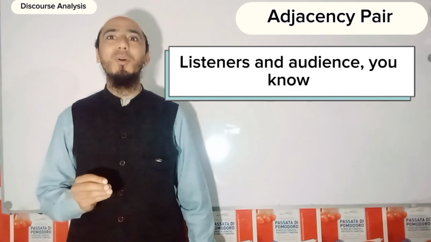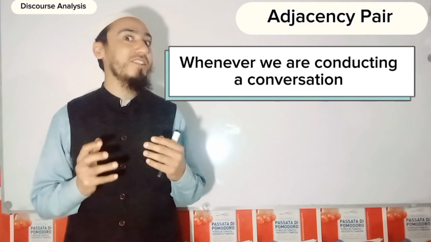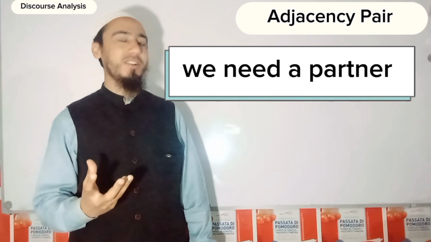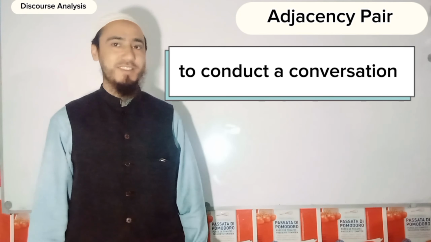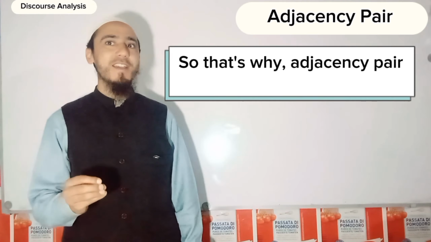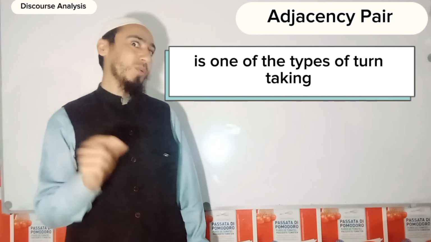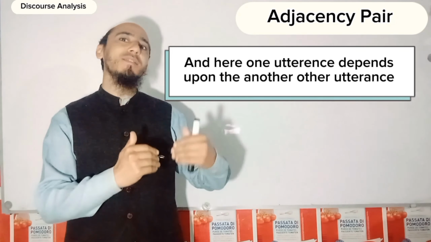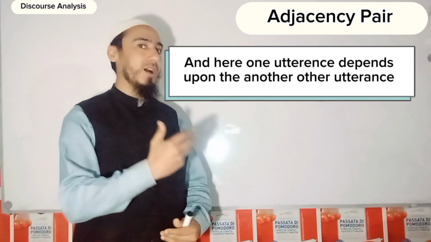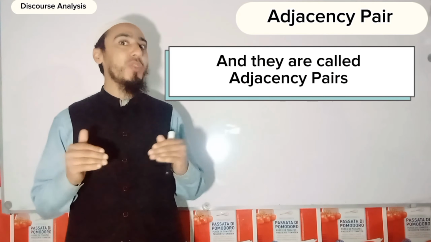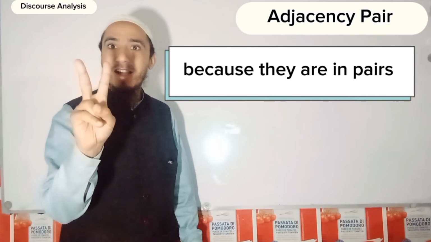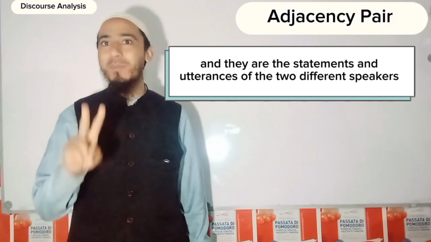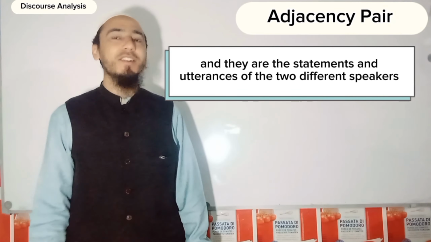Whenever we are conducting a conversation or a discourse, we need a partner to conduct a conversation. So that's why adjacency pair is one type of turn taking. And here one utterance depends upon the other utterance. They are called adjacency pairs because they are in pairs, and they are the statements and utterances of two different speakers.